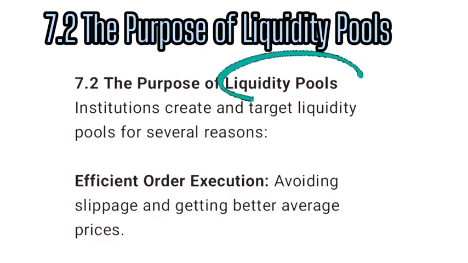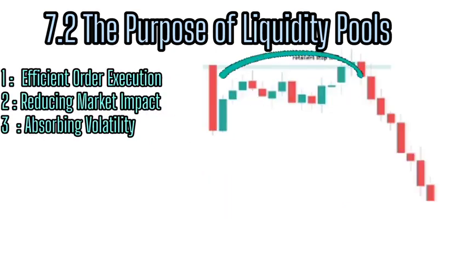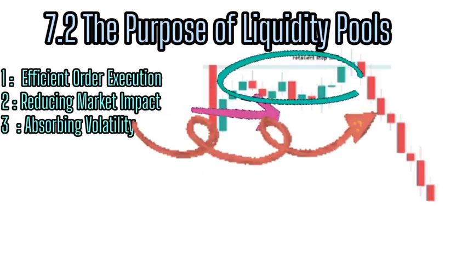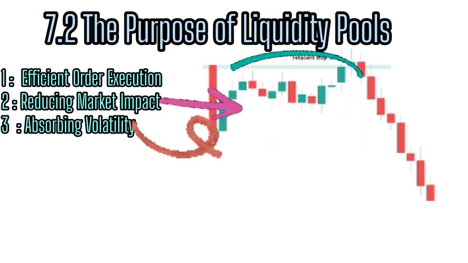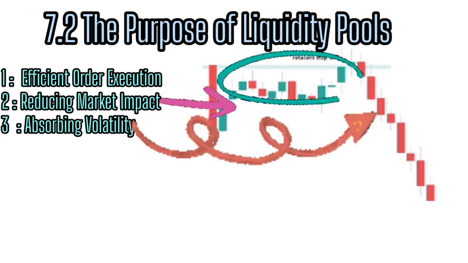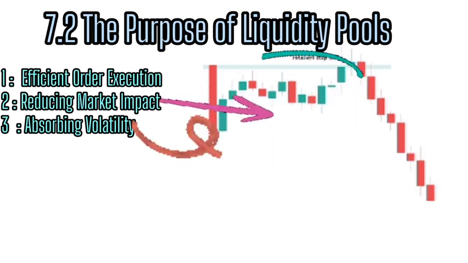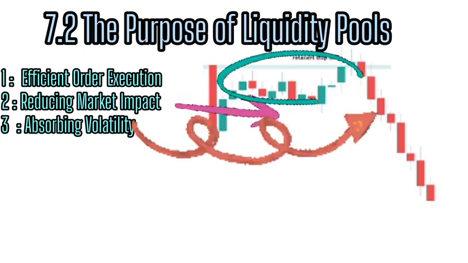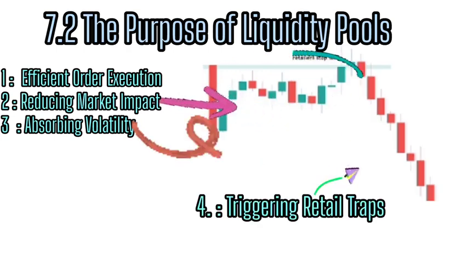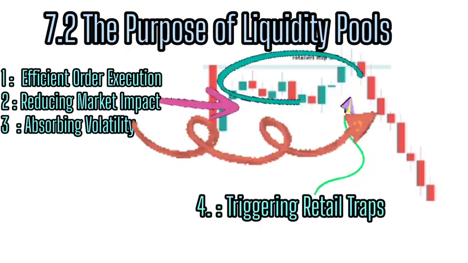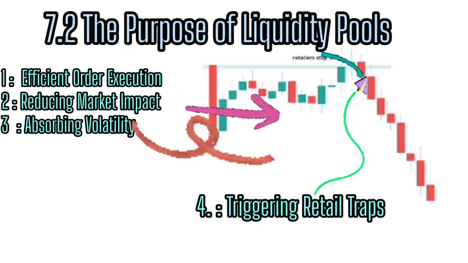7.2, the purpose of liquidity pools. Institutions create and target liquidity pools for several reasons: efficient order execution, avoiding slippage and getting better average prices, reducing market impact, hiding true order intent to prevent front-running, absorbing volatility, providing stability during periods of intense market activity, and triggering retail traps, manipulating price action to capture retail stop losses.